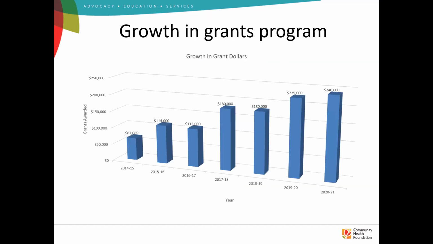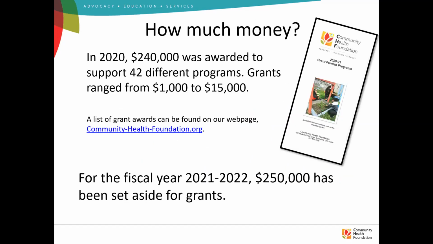Because our board believes strongly in the importance of responding to the needs of the community, grant dollars have increased over time. In 2014, our first year of awarding grants, we issued just over $67,000. This amount has grown to $240,000 in 2020. And this trend continues, with $250,000 allocated to grants for this fiscal year.